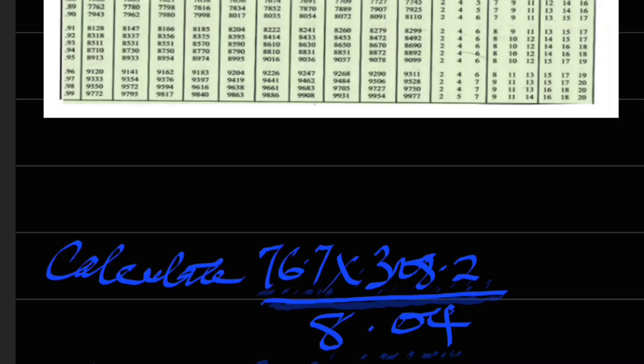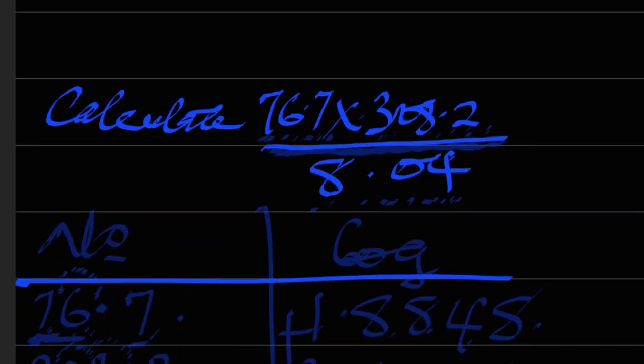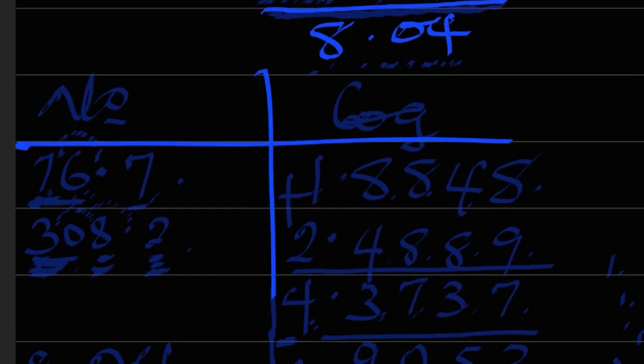We said the first thing you do, you draw your table. Try to make it in a tabular form, where here is your number and here is your logarithm. All right, here's the number. Let's start with the first number here, 76.7.